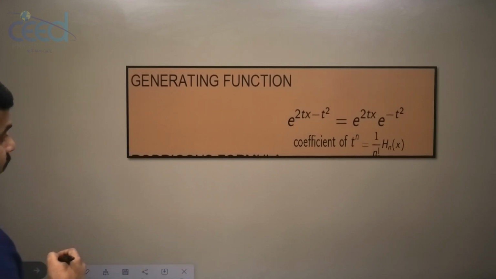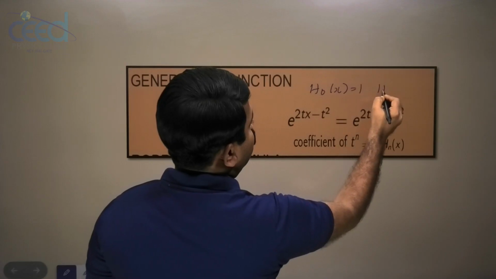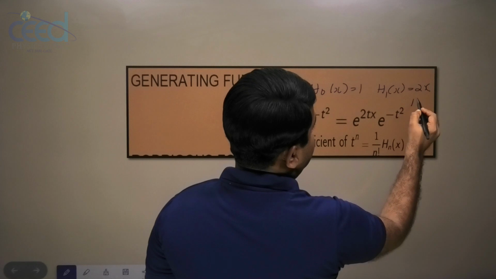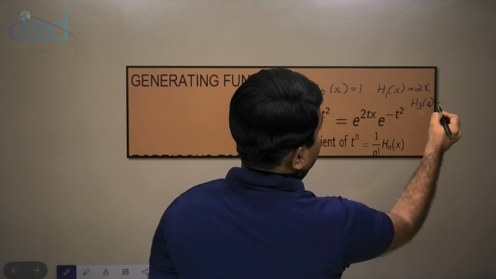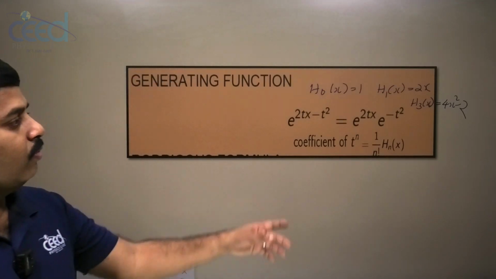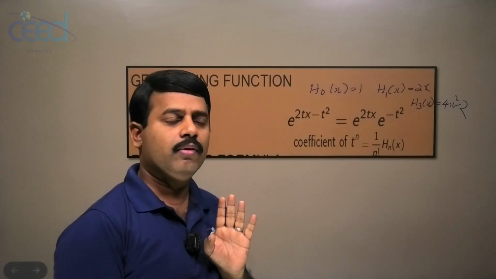See, what we studied: h0 of x, what we studied 1. h1 of x, what we studied 2x. h3 of x, what we studied 4x square minus 2. Alright, this and all we studied. Now from this expression we are getting it or not, right?